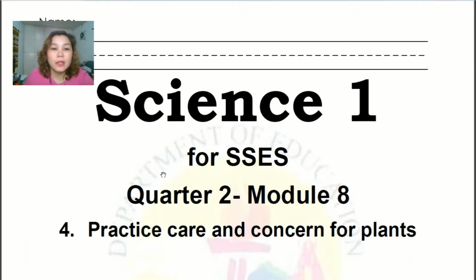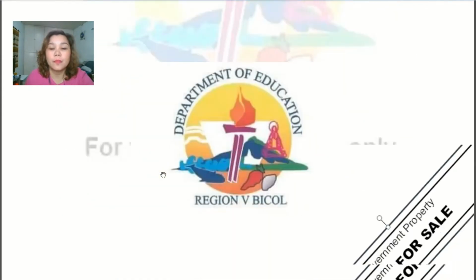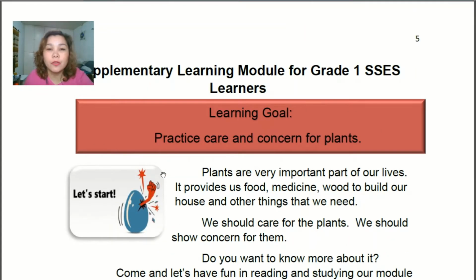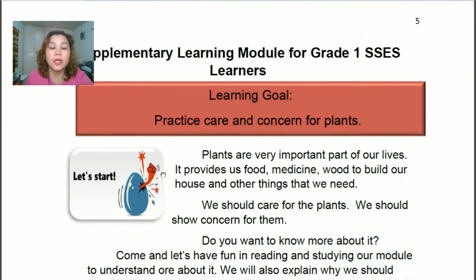So Module 8 is about practice, care, and concern for plants. This is the last module about plants and the last module for second quarter in science. This is the supplementary learning module for Grade 1 SSCS learners. The learning goal is practice, care, and concern for plants.